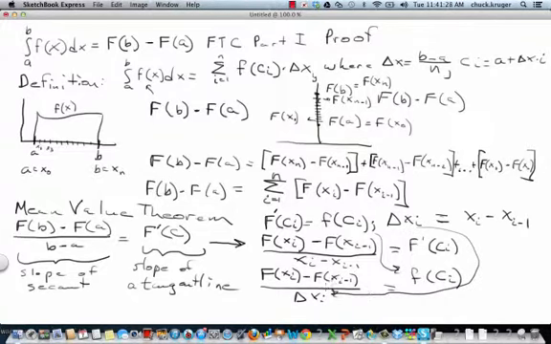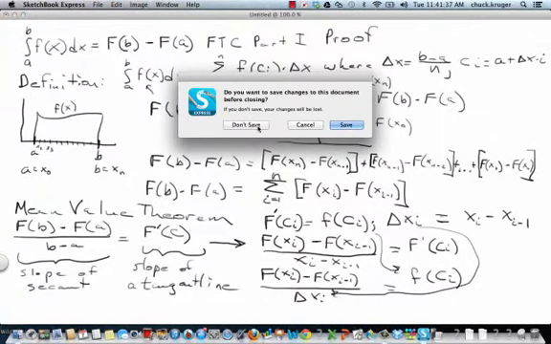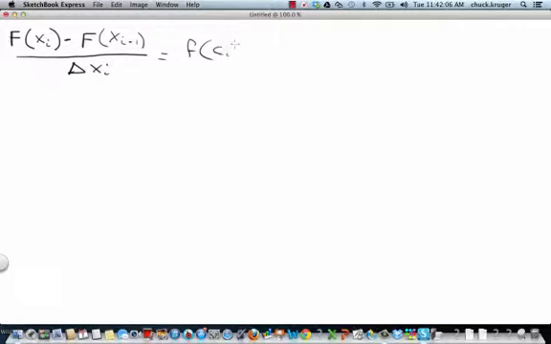Alright? So I'm going to need more room, so I'm going to get a new page. And if you recall, I left with this: f of x sub i minus f of x sub i minus 1 over delta x sub i is equal to f prime of c sub i. Alright, so I'm going to multiply both sides by delta x, and I have this, is equal to this product, f prime of c sub i times delta x sub i.